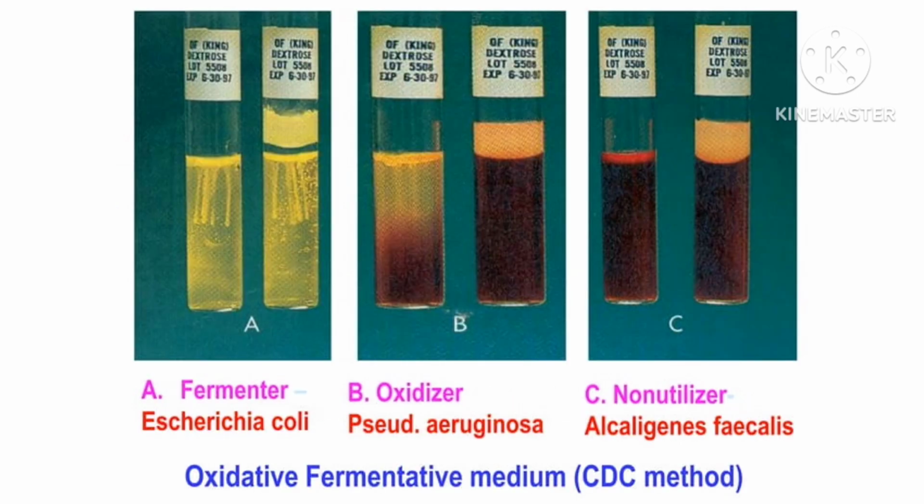So examples for the oxidative fermentative organism: fermenter from the Enterobacteriaceae, it is Escherichia coli; oxidizer, it is Pseudomonas aeruginosa; and non-utilizer, Alcaligenes faecalis.